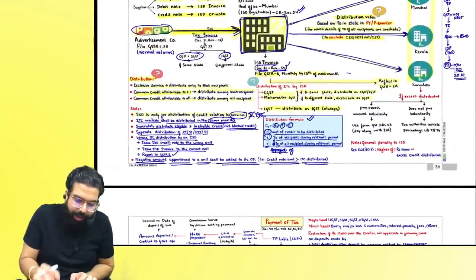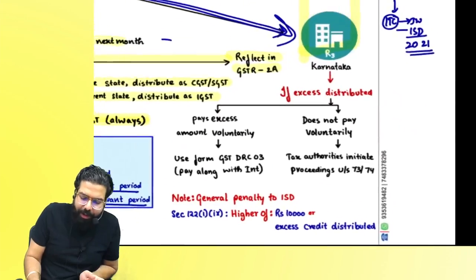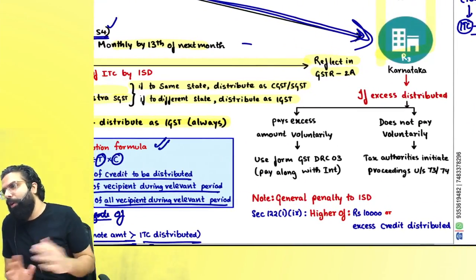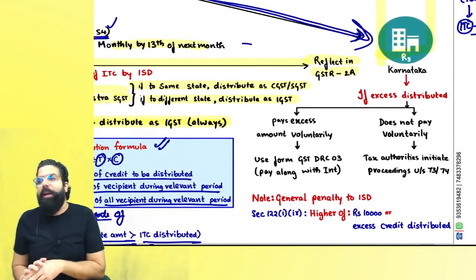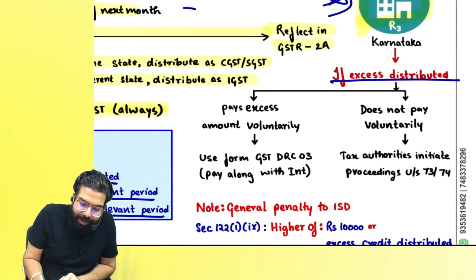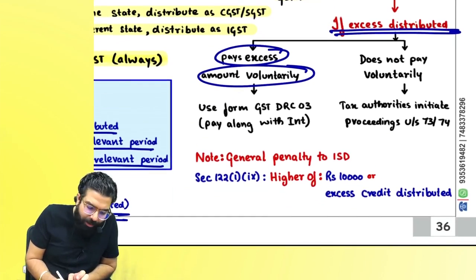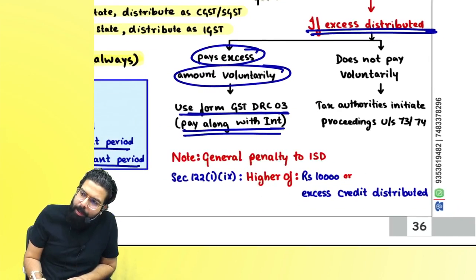Now, if you come to the right hand side, for example, one ISD has distributed extra, then always remember they should issue a credit note and rectify it. If they have not rectified it, the branch which has received the extra distributed amount should pay the amount voluntarily by using form GST DRC 03. Along with interest, they should pay it back to the government.